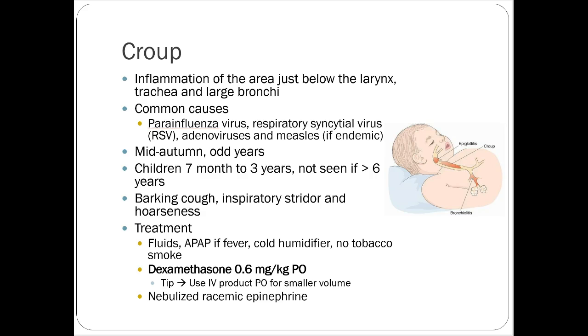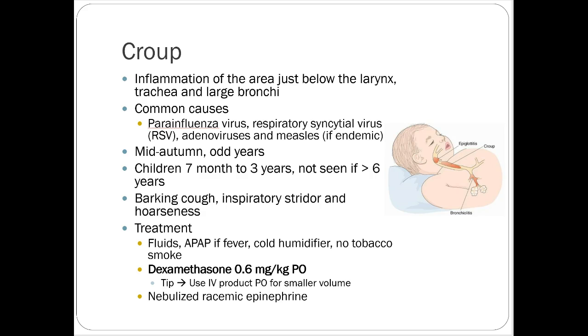Children 7 months to 3 years are usually the common culprit. Usually after 6 years, you probably aren't going to see croup in a kid. It's really unusual. Barking cough, inspiratory stridor, and hoarseness are the common things you see with croup. You'll hear the term croupy cough. You can Google it if you want to hear what it sounds like. There are a lot of examples of it on YouTube.